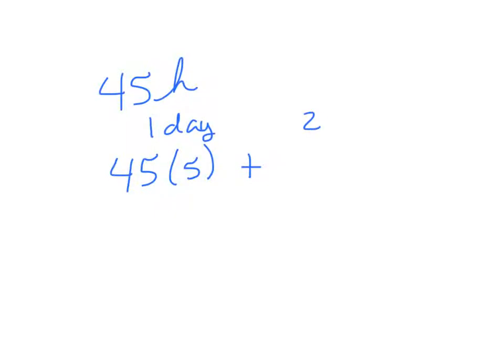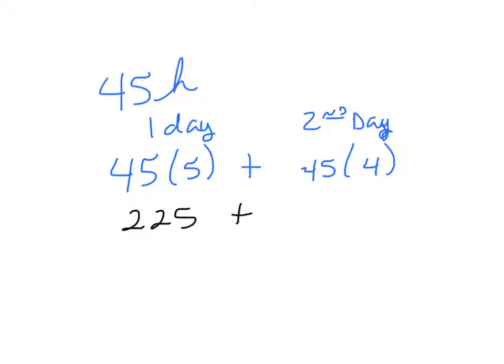This is the second day. We're going to drive again at 45 miles an hour, and then we're going to drive for 4 hours. So now what you're going to do is you're just going to multiply 45 times 5. I know 5 times 5 is 25, 5 times 40 is 200, so that's 225, plus 4 times 4 is 16, 4 times 5 is 20, so that's going to be 180.